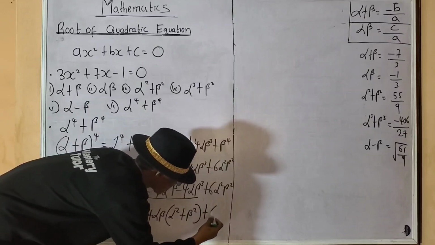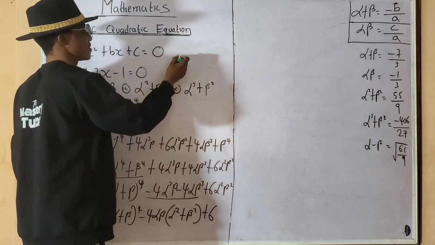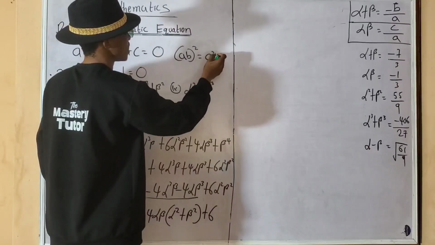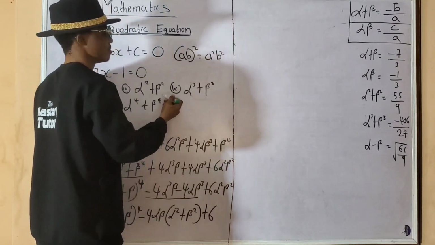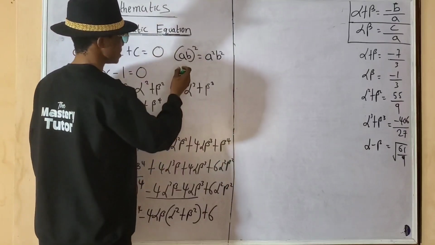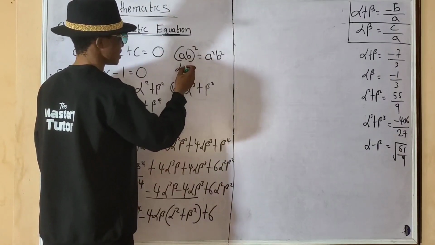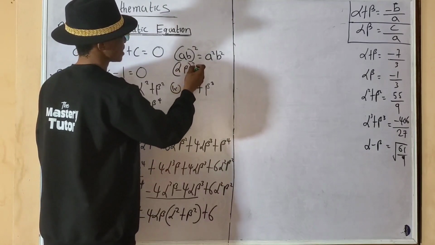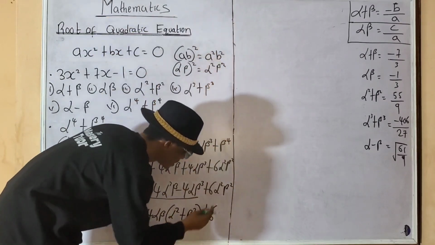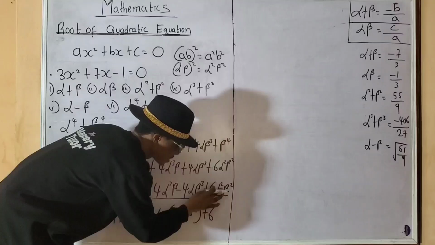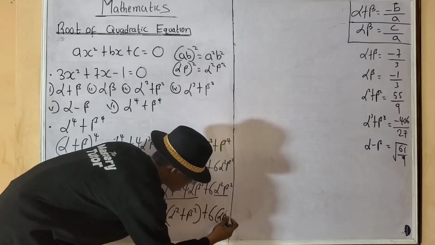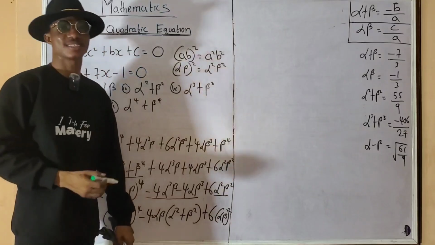Now, plus 6. Do you know that ab squared can be written as a squared b squared, right? Because ab squared simply means ab times ab. That means alpha beta squared can be written as alpha squared beta squared. So I'm going to replace it as alpha beta squared. Do you understand?